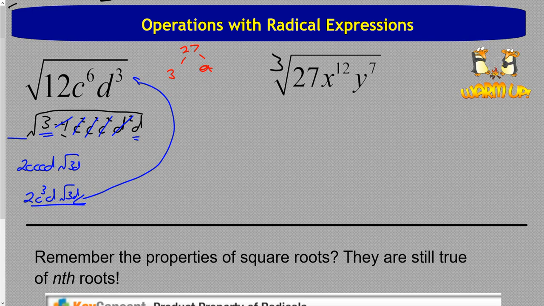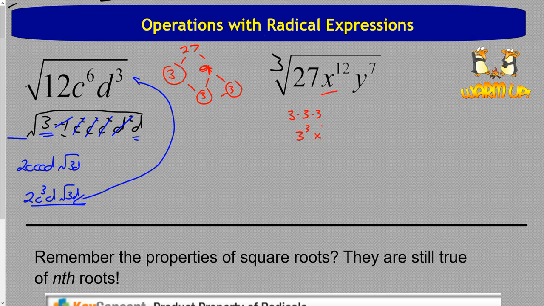3 can't be factored, it's prime. 9 can be factored into 3 and 3, and those can't be factored because they're prime. So 3 times 3 times 3 is 27. Or 3 cubed, and there's that grouping of 3 we talked about. So I'm going to start grouping the variables into groups of 3.